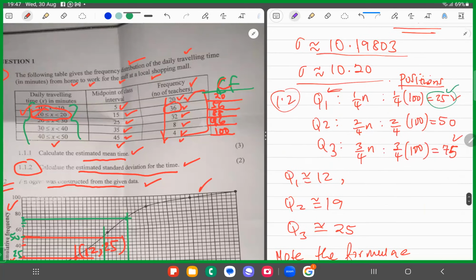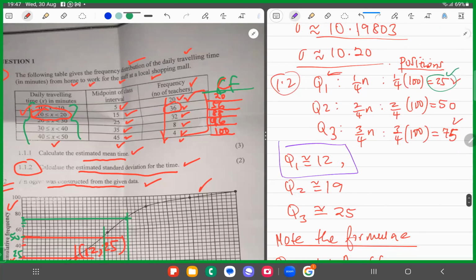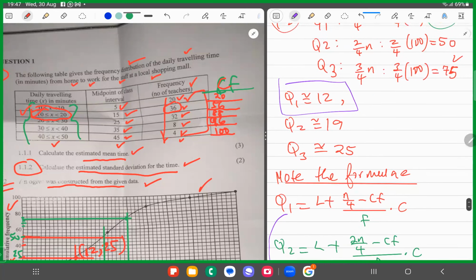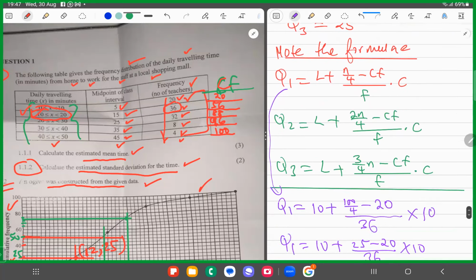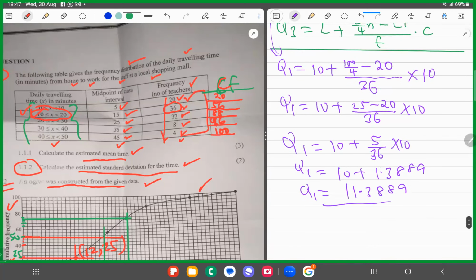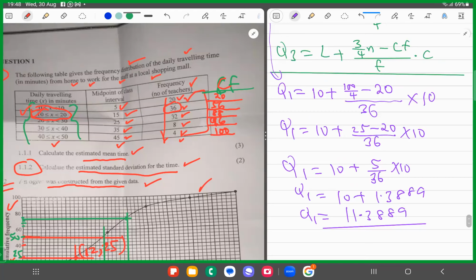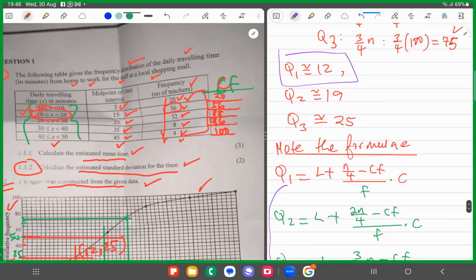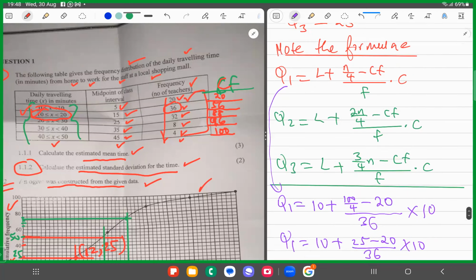So I'm just having this debate. We got 12 for Q1, but approximately 12. A more accurate value is 11.3889. In the marking center of the matric exams and the grade 11 exams, this is always taken into account, that there are discrepancies, and we always give the estimate. That is why here I was saying approximately. With this spirit, I'm going to do Q2 and Q3 using the formulas I've just given here.